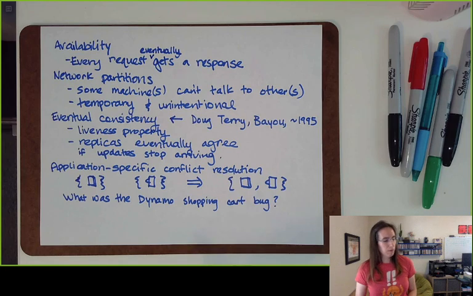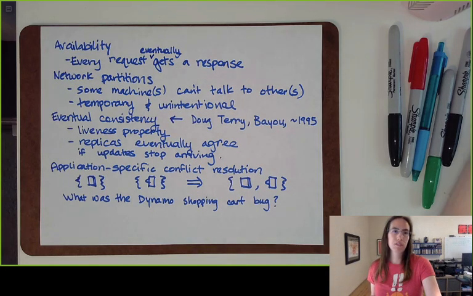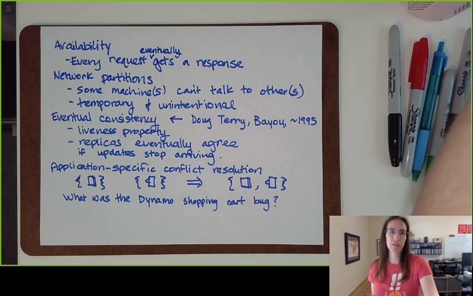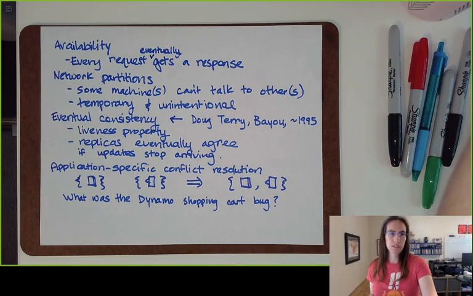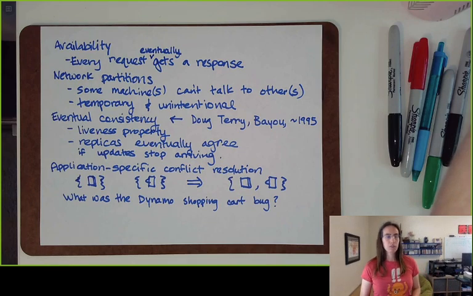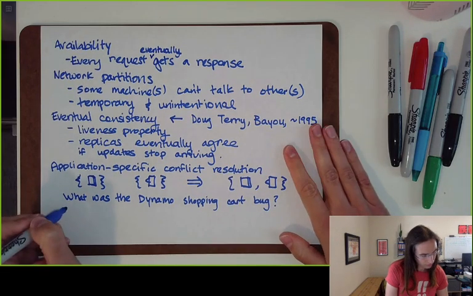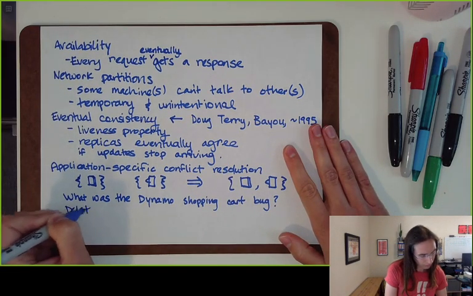Okay, does anybody remember what the Dynamo shopping cart bug was? This was only mentioned really in passing in the paper, so it's okay if you didn't. Yeah, that's right. So the bug is that deleted items can reappear in a cart. Why? Why do you think that can happen?